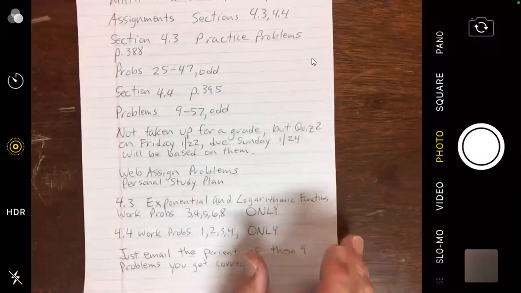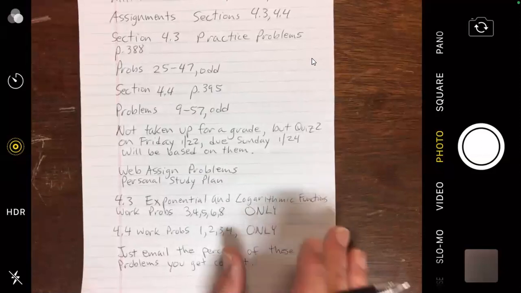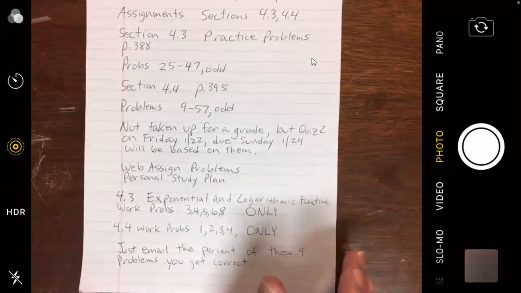Okay, we'll do 4.5 next week, and we'll have the test next week. There won't be a quiz next week, just a test over chapter 5.